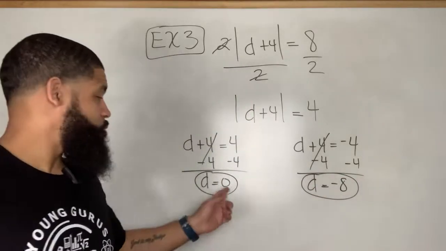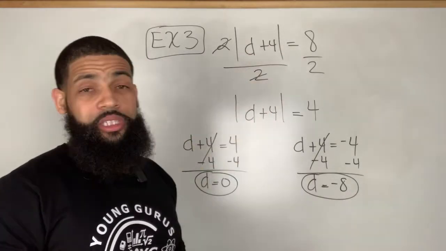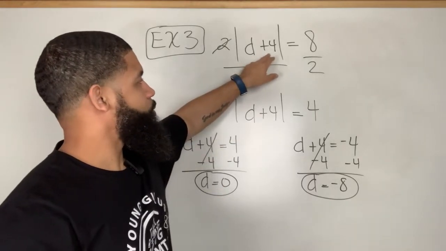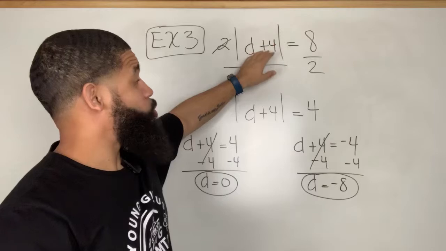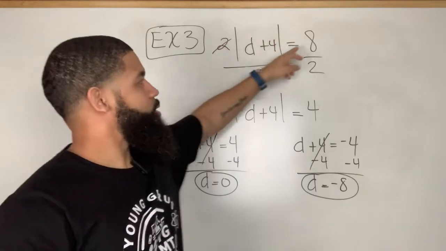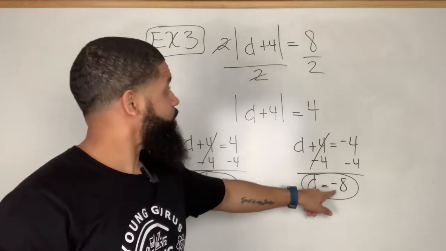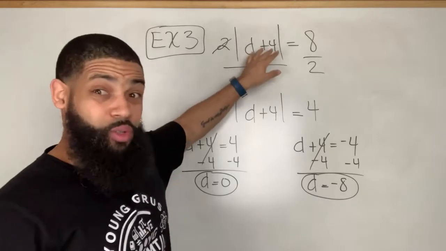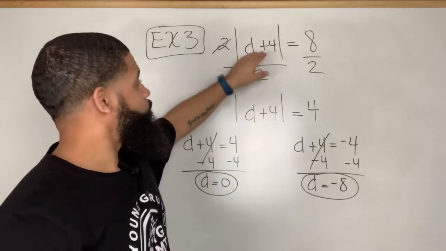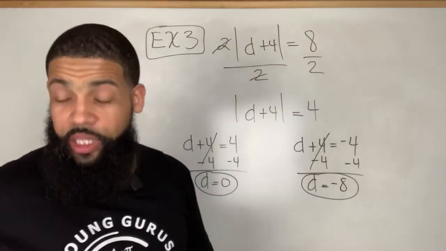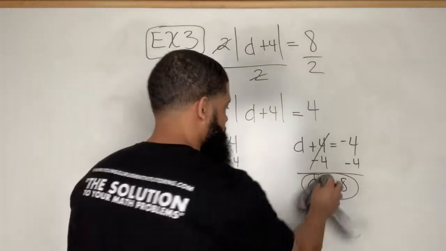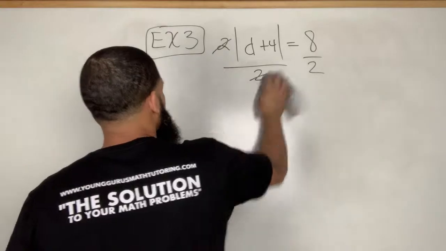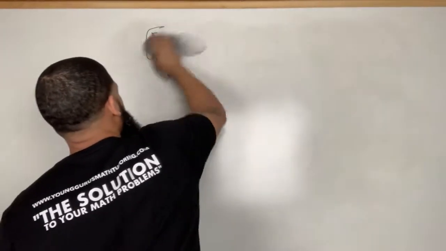Okay, and we can always take these two values and substitute them into the original equation to make sure that they work. So for example, 0. So 0 plus 4 is 4, and then the absolute value of 4 is 4. 4 times 2 is equal to 8. I can do the same thing here, negative 8. So negative 8 plus 4 is equal to negative 4, but the absolute value of negative 4 is 4. So 4 times 2 is equal to 8. So we know that these two values are correct. Please make sure you pay attention to that last little step because it can get tricky.